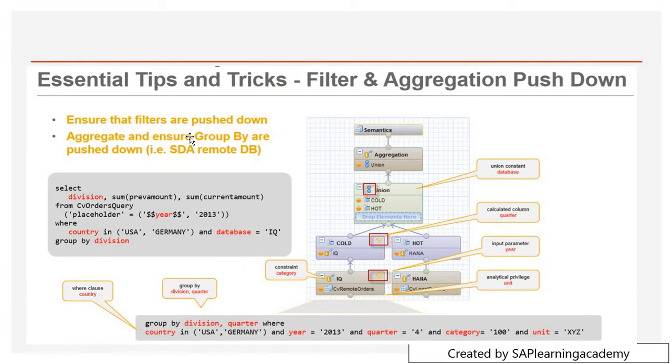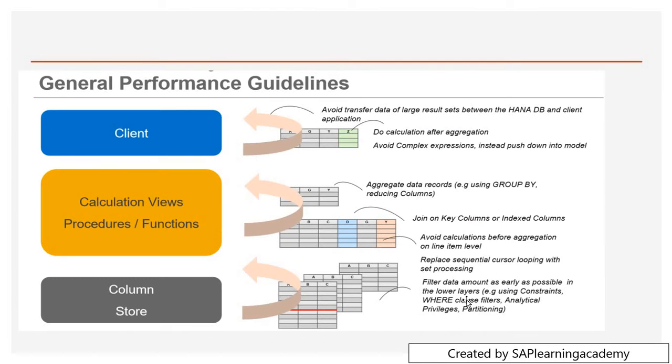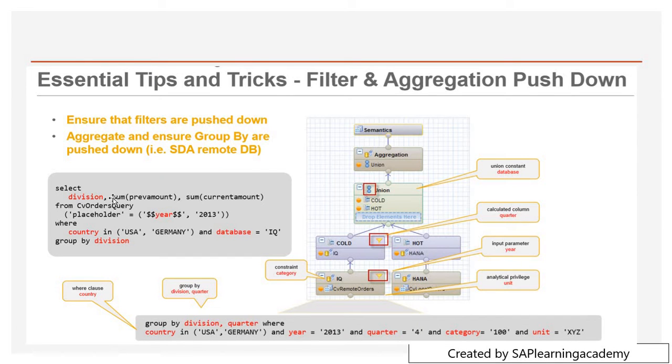So now going to the next slide, that is the continuation of my earlier slide, how to increase the performance. So filter and aggregation push down. And as I told in the earlier slide, that we need to do the filtering as early as possible in the lower layer. So that is just an example here. Ensure that filters are pushed down, not pushed up. It means the filtering will be done from the lower target to the upper target, and ensure aggregation and group by are pushed down.